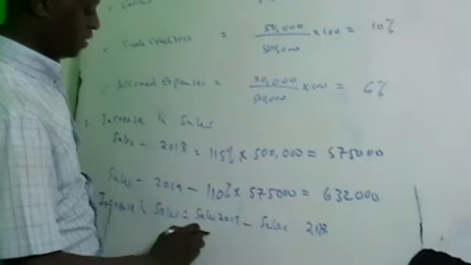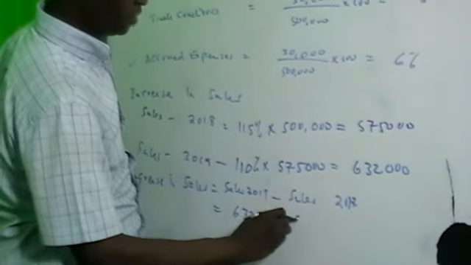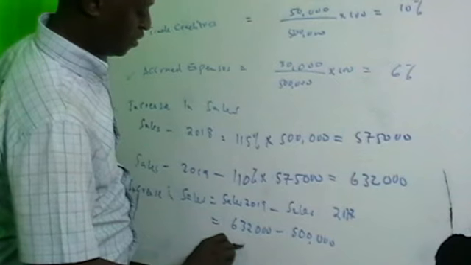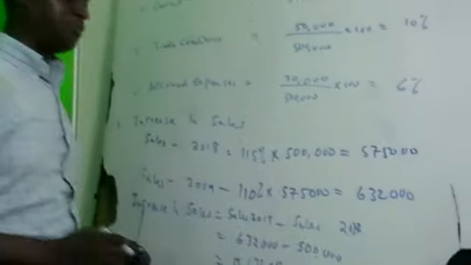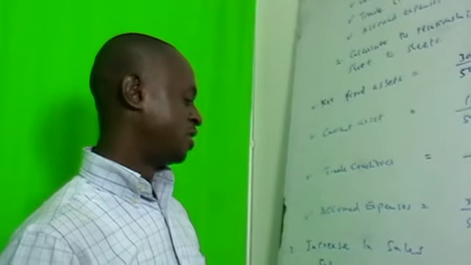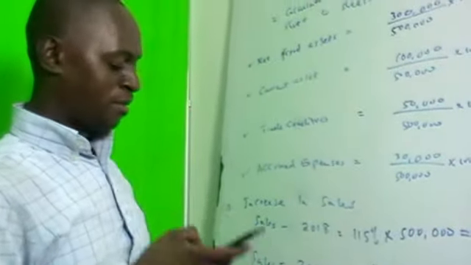Sales 2019, 632,000 minus sales 2017, 500,000. So this gives us shillings 132,000. So the increase in sales for these 2 years is shillings 132,000. This is working number 3.